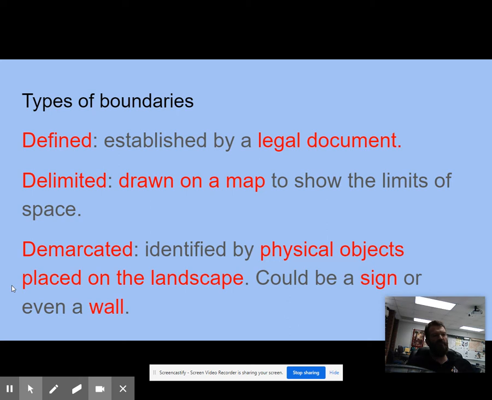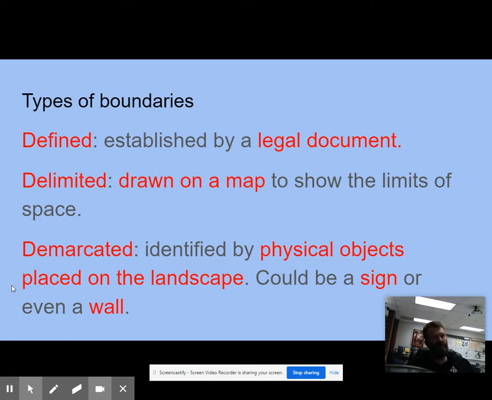A delimited boundary is drawn on a map to show the limits of that space. So delimited shows where a country's jurisdiction ends. Like, we're not responsible for what happens in Canada if it happens in Canada. We're not responsible for what happens across the border in Mexico because it's not inside the United States jurisdiction. So delimited basically means it shows the limits of where a country's jurisdiction would be.